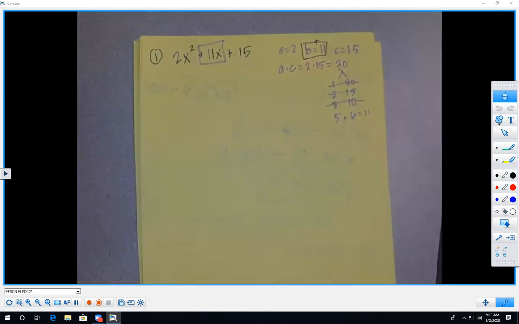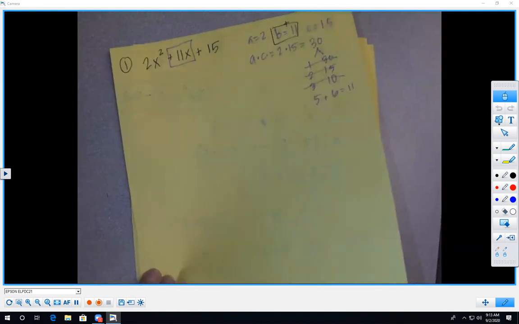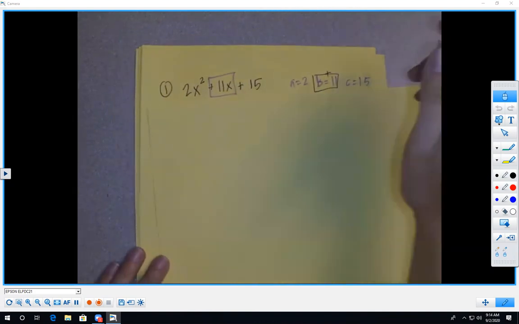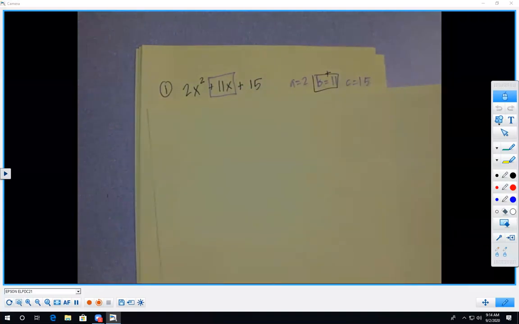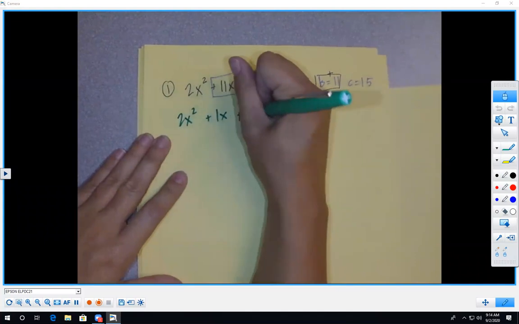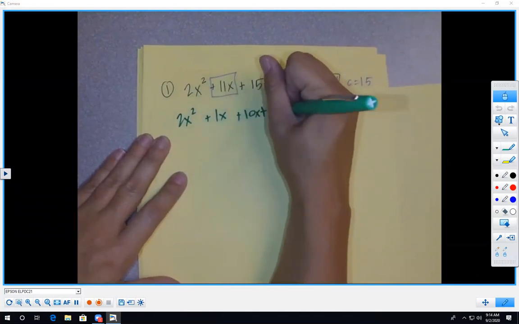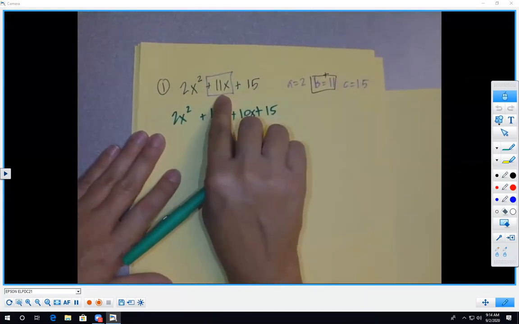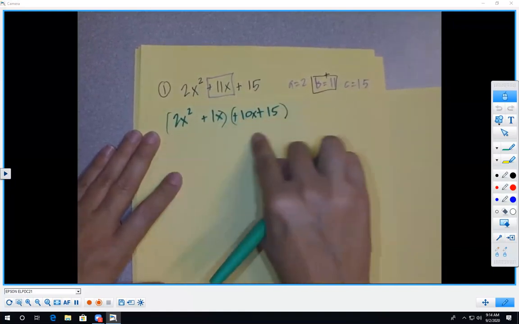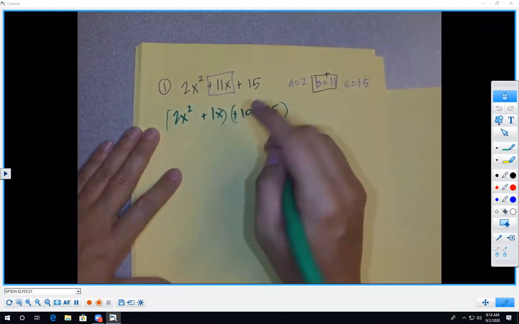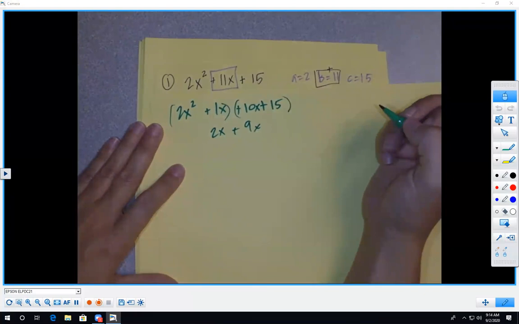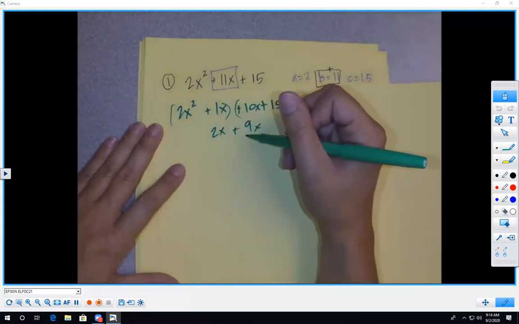Okay, so technically, there's lots of different ways you can make 11, right? Technically, I could have written, don't write this down because it's not correct, I could say, I'm going to change it into 2x squared plus 1x plus 10x plus 15. Isn't 1 plus 10 equal to 11? Yeah, but when I go to factor that by grouping, it's not going to match on the inside because it doesn't work that way. I could do 2x plus 9x, right? Isn't 2 plus 9 equal to 11? Same thing though, when I go to factor it by grouping, it's not going to work.